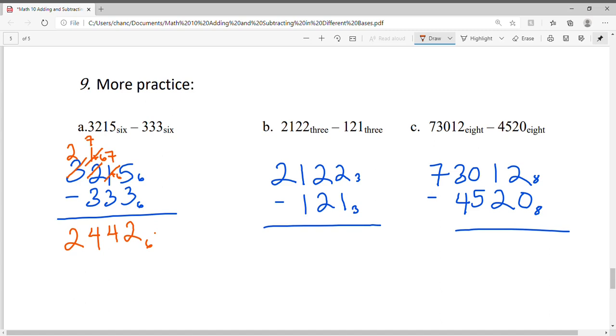For B, I have 1 subtracted from 2 is just a 1. 2 subtracted by 2 is 0. 1 subtracted by 1 is 0. So this is 2, 0, 0, 1, base 3.